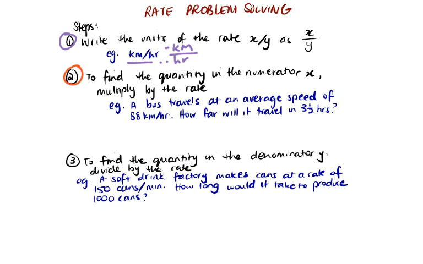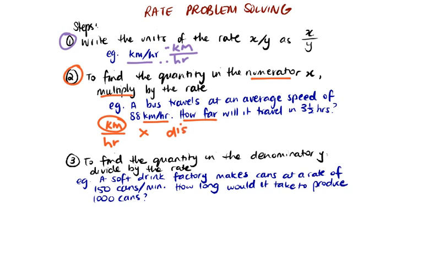So for example, it says a bus travels at an average speed of 88 kilometers per hour. How far will it travel in 3.5 hours? So the first thing you want to do is write the units of the rate and express it as a fraction. So we can see the rate as kilometers per hour, so we're going to write that as a fraction. And then we're going to read our question to find out what we are trying to calculate. It says how far, which means I want to know kilometers, which is my numerator. And if I'm trying to find my numerator, I need to multiply.